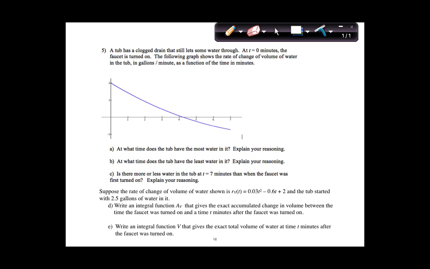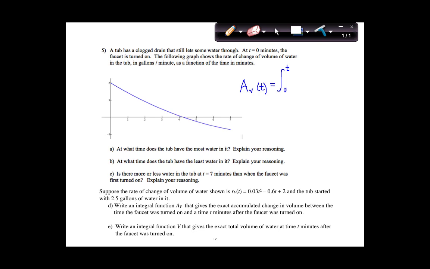when the faucet was turned on, time 0, and some other time t minutes later, that means I want to write a function, an exact accumulation function at t minutes later. So t is supposed to be the independent variable here. So I'm not going to use t in my integral. I want to know what happens between time 0 and time t.